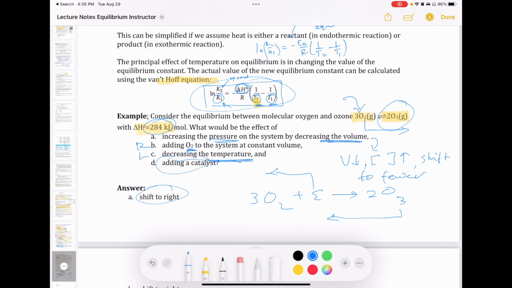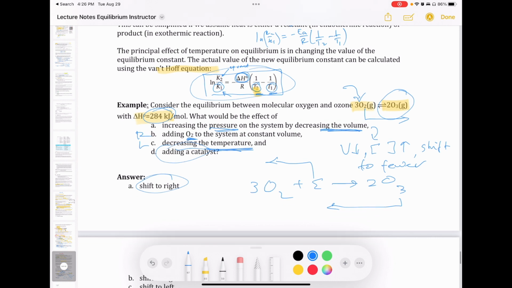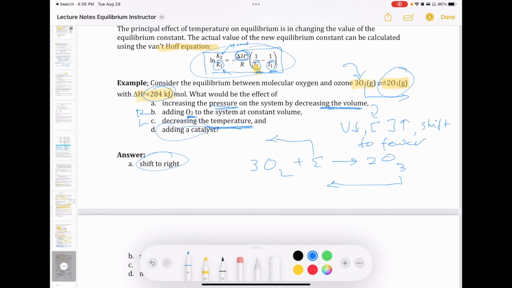What about adding a catalyst? This is not something we've discussed before, but you should think about what a catalyst does. All it does is speed up the reaction, which means that it gets you to the destination faster. All it's doing is getting you to equilibrium faster. It doesn't really change the equilibrium. So if it doesn't change the equilibrium, then the system will not do anything. It will not have any change at all, okay? Because the catalyst doesn't do anything to the equilibrium position.